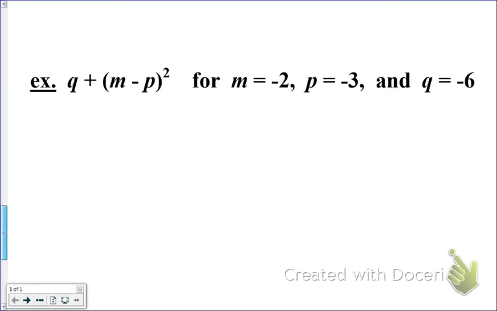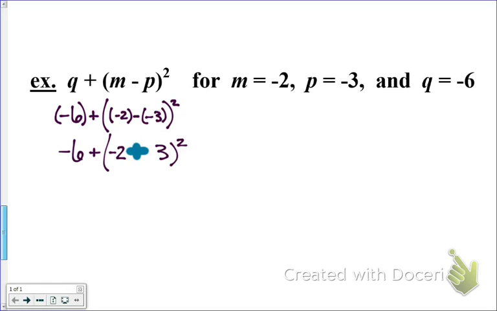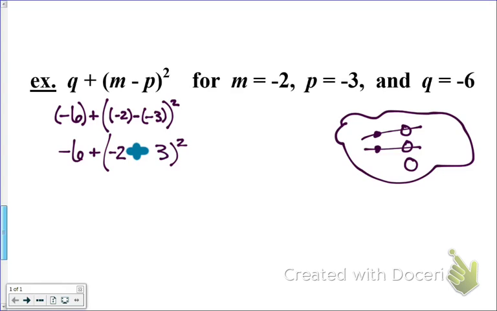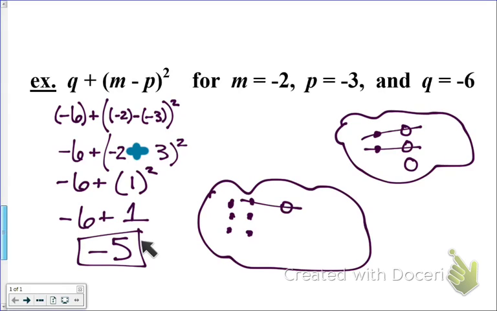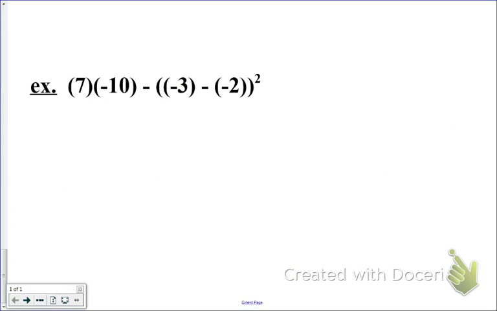Next example. I'm going to do the most grouping symbols here, and I see a double sign. And now I'm going to do the parentheses. I've got 2 negatives and 3 positives. Within the parentheses, we've got a 1. So negative 6 plus 1. So negative 5 is the answer here.